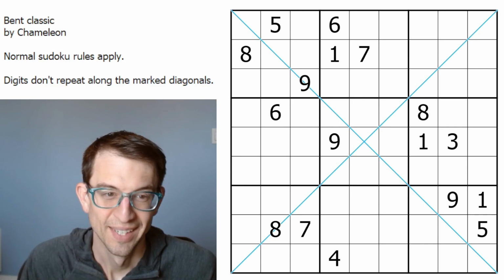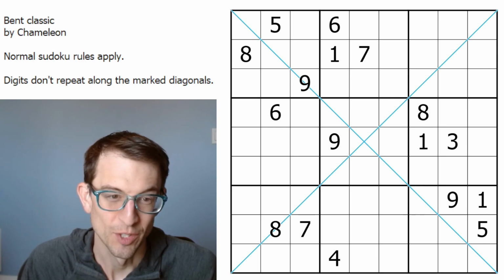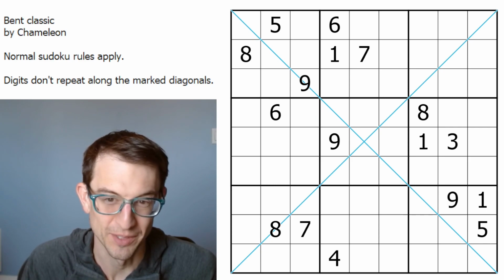Hello again. Today I went on to Logic Masters Germany again, and I chose this puzzle by Chameleon. The rules are very straightforward, but well, we'll see how it goes. So normal Sudoku rules apply.